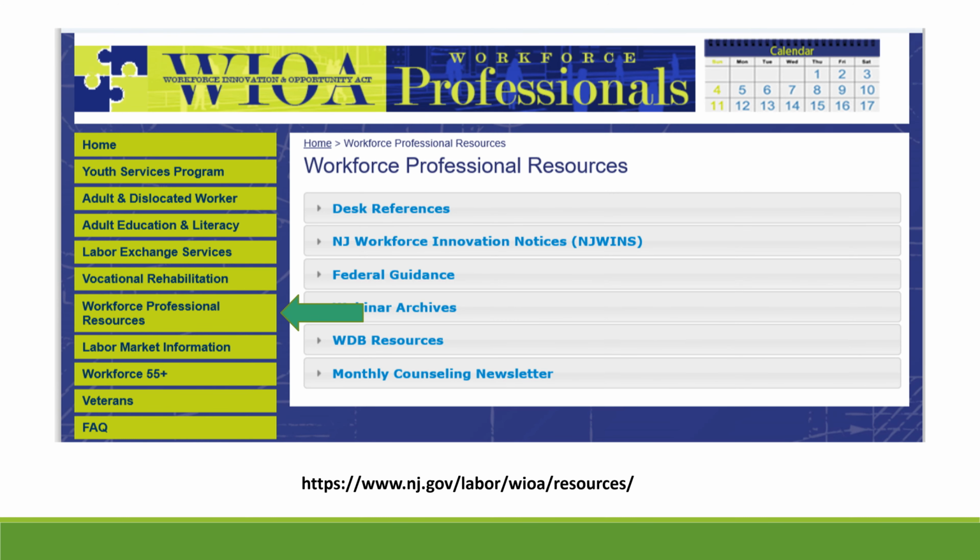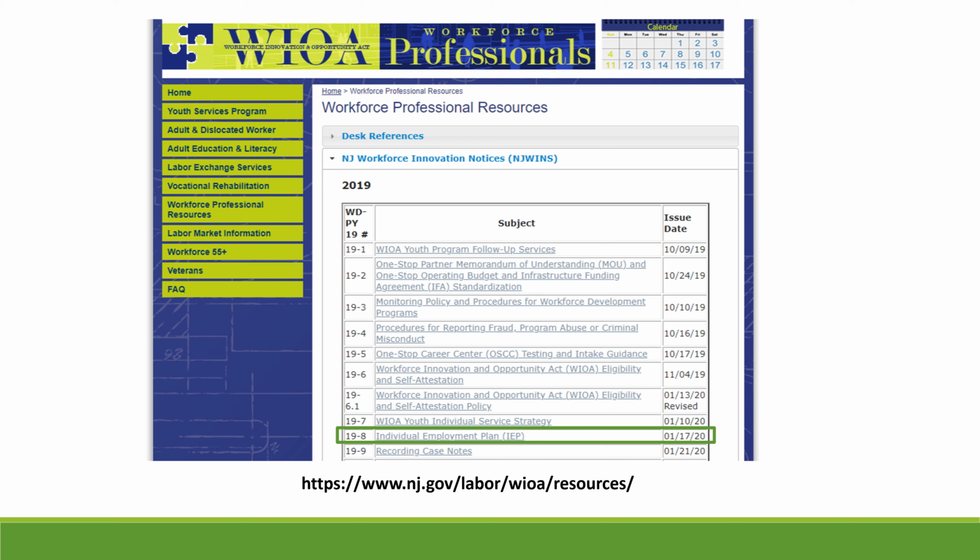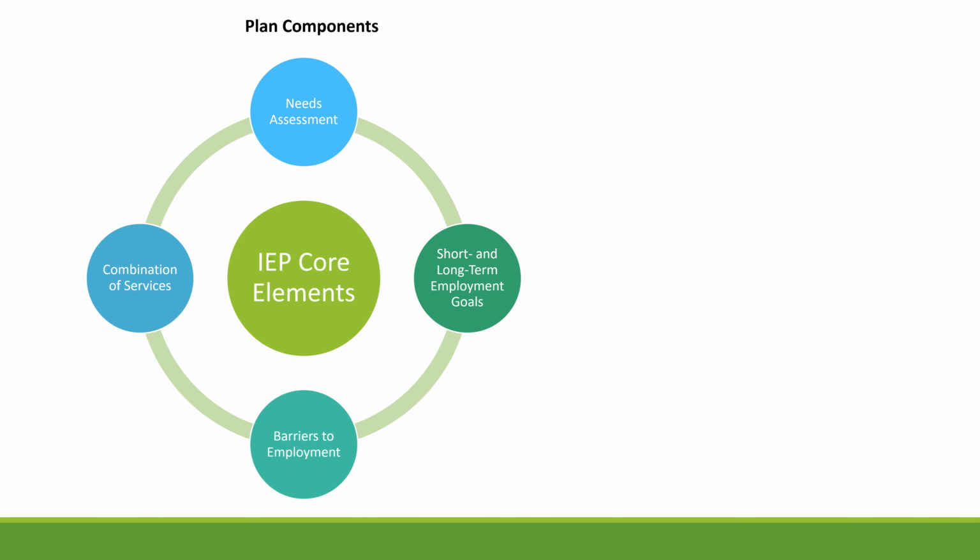You can find New Jersey's IEP policy in the Workforce Professional Resources section of the New Jersey WIOA website. All policies that have been issued by NJDOL are available in the NJ Workforce Innovation Notices section, including specifically the IEP policy WDPY19-8. It is important to note that this video includes some updates since this IEP policy was developed and offers a higher standard for AOSOS entry that we believe is more reflective of a quality IEP.